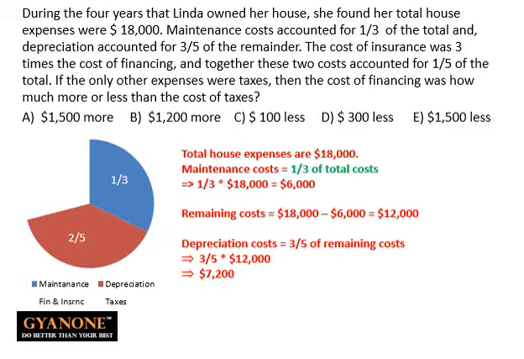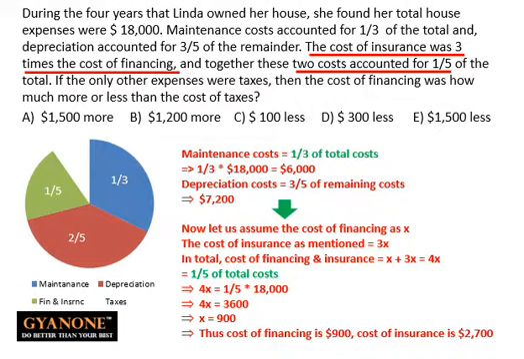Next, we calculate the cost of insurance and the cost of financing. Let us assume the cost of financing to be x. Then by the question, the cost of insurance, which is 3 times the cost of financing, is 3x. The total of both, 4x, equals one-fifth of the total costs. By way of calculation, the cost of financing comes out to be $900 and the cost of insurance is 3 times that, that is $2,700.